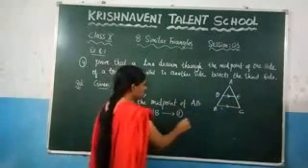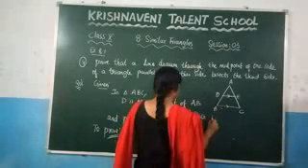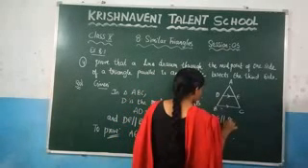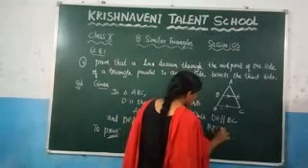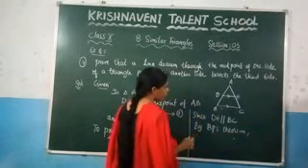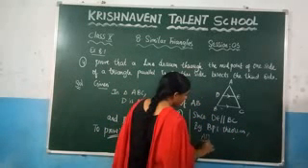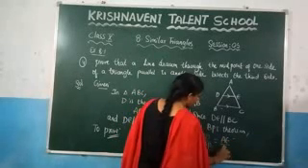So write it here, since DE is parallel to BC, so by the BPT theorem or the basic proportionality theorem, you can write the other two sides are divided into the same ratio. That means AD by DB is equal to AE by EC.